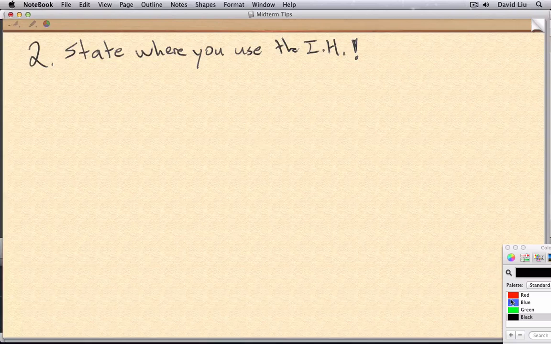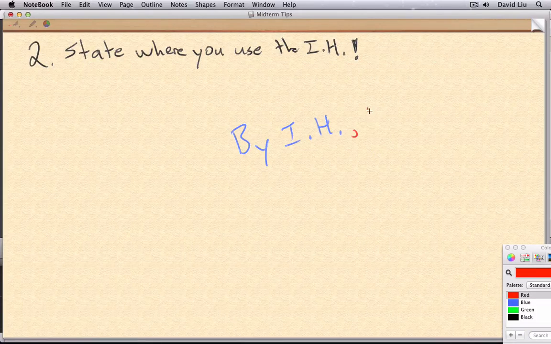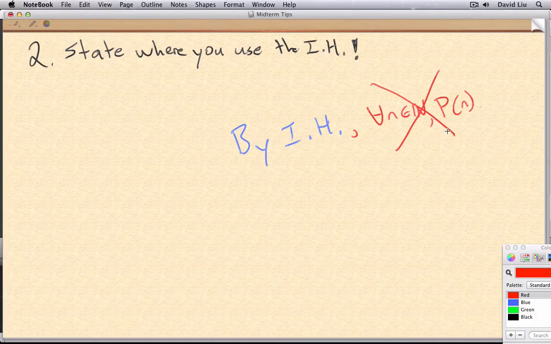Remember, in our proofs, we want to see the words "by the induction hypothesis" somewhere in your proof. However, a lot of students just stuck it in at the end, and they wrote something like, "by the induction hypothesis, for all n, P of n." This is wrong. The induction hypothesis is used somewhere in your induction step proof.